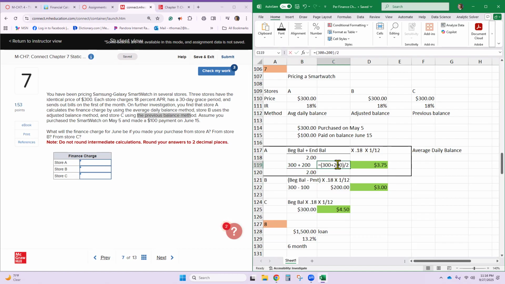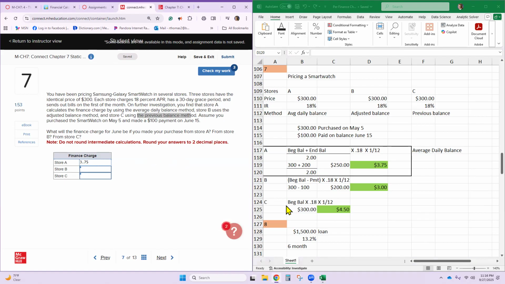Then we're going to do the math here. So 500 divided by 2 equals $250. Okay, and then here's what you do. You take the $250 times 18% times 1/12. Okay, and there it is. So you do this part first, and then the rest of it. And it turns out that Store A was $375 for the finance charge for the month of June.